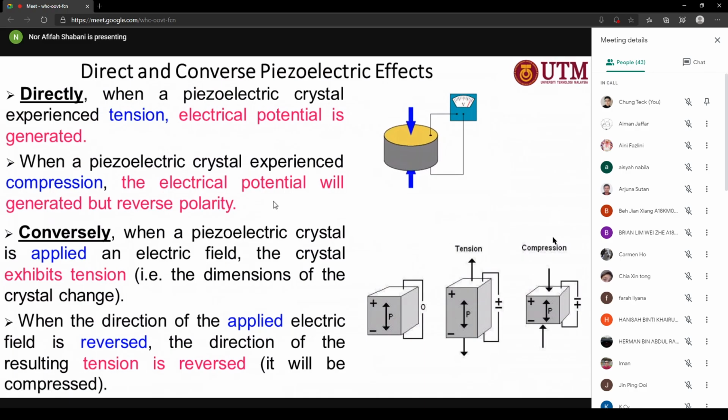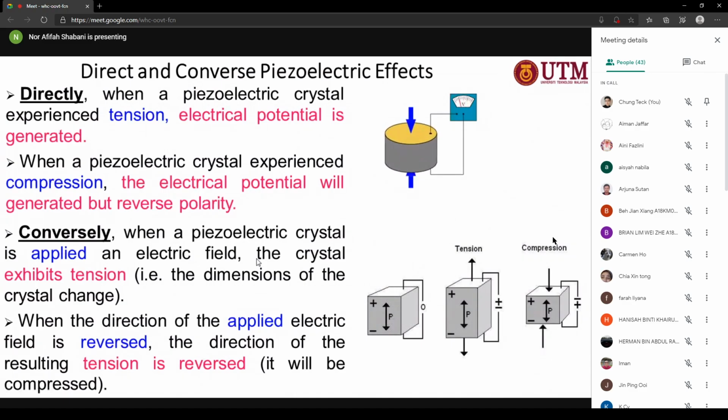And it also can react as the actuator. Actuator means if you give some voltage to this piezoelectric material, this material will expand. And if you give the opposite polarity, it will compress. So my question is, what is an example of an application of this piezoelectric effect?